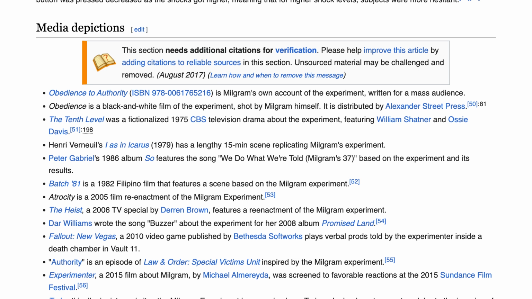Dar Williams wrote the song Buzzer about the experiment for her 2008 album Promised Land. Fallout: New Vegas, a 2010 video game published by Bethesda Softworks, plays verbal prods told by the experimenter inside a death chamber in Vault 11. Authority is an episode of Law and Order: Special Victims Unit inspired by the Milgram experiment. Experimenter, a 2015 film about Milgram, by Michael Almereyda, was screened to favorable reactions at the 2015 Sundance Film Festival. Ted satirically depicts and cites the Milgram experiment in one episode as Ted prods drunk partygoers to celebrate the invasion of Poland.